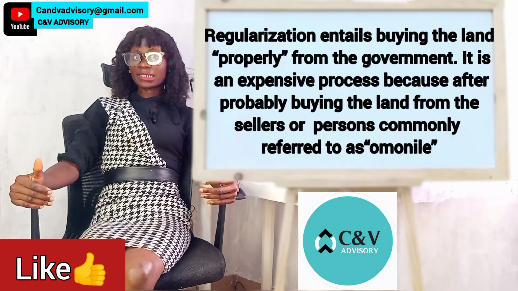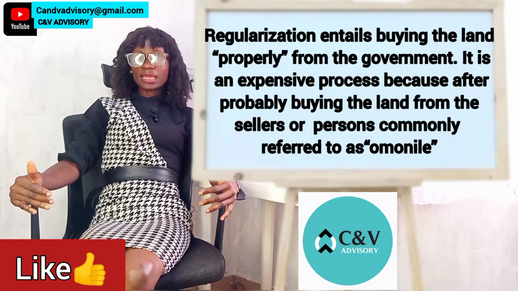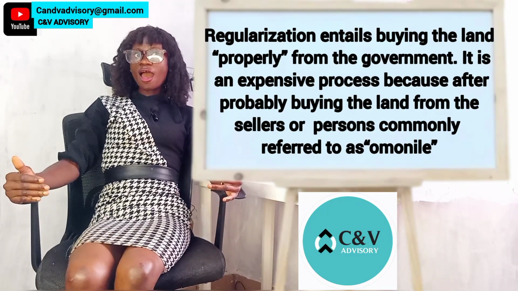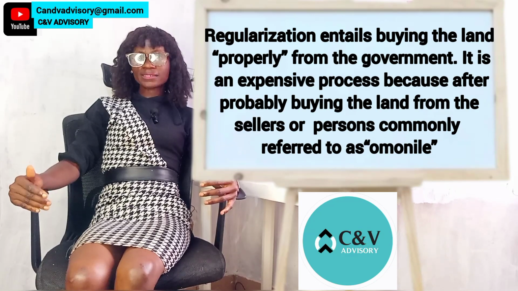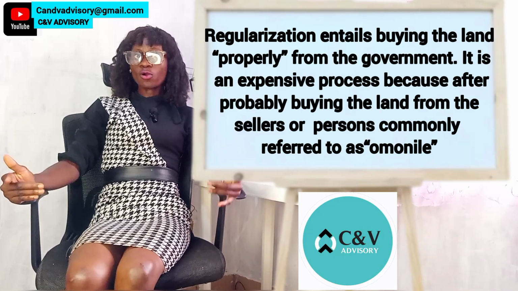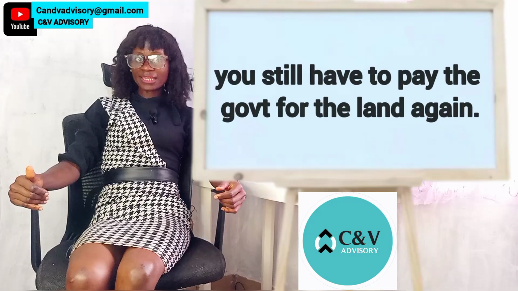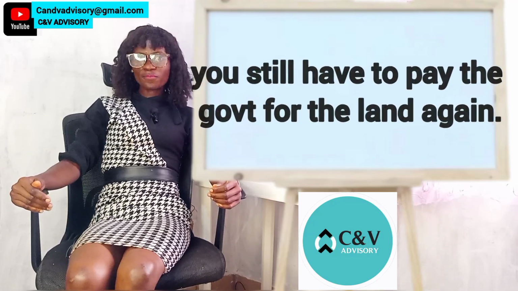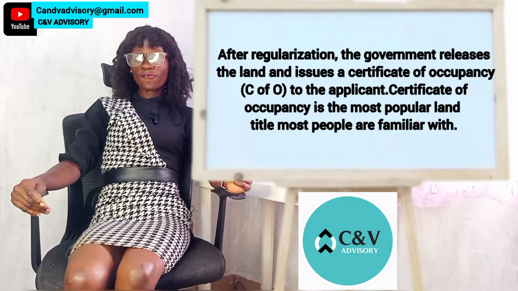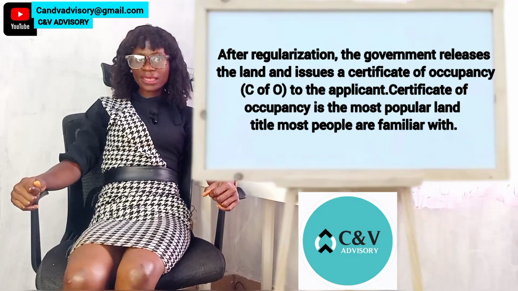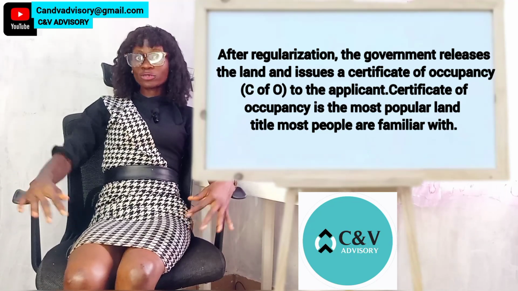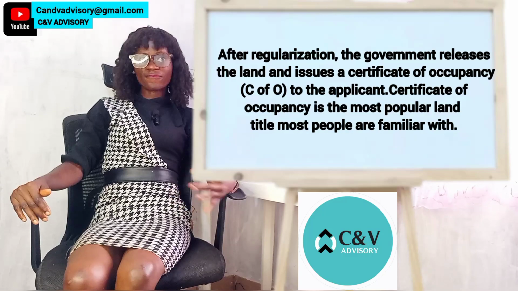Regularization entails buying the land properly from a government. It is an expensive process because after probably buying the land from the sellers or persons commonly called omonile, you still have to pay government for the land again. After regularization, the government releases the land and issues a certificate of occupancy, C of O, to the applicant. Certificate of occupancy is the most popular land title most people are familiar with.